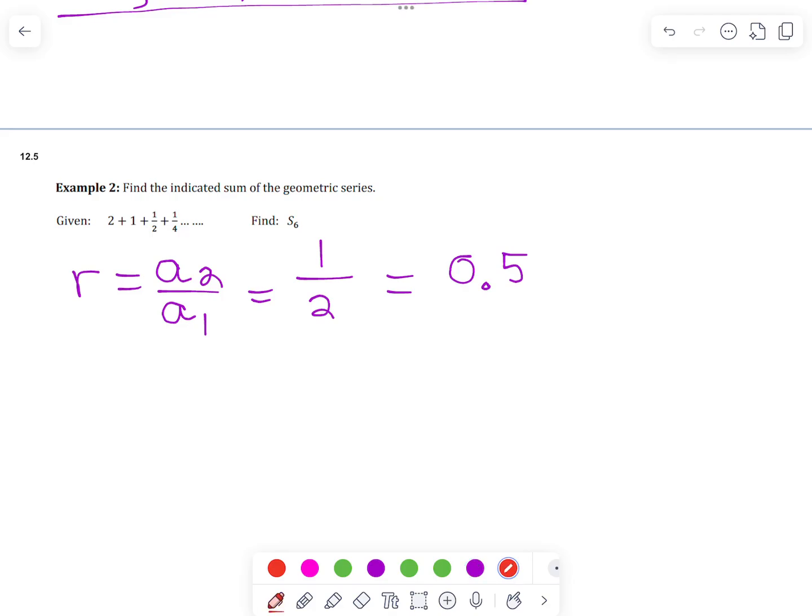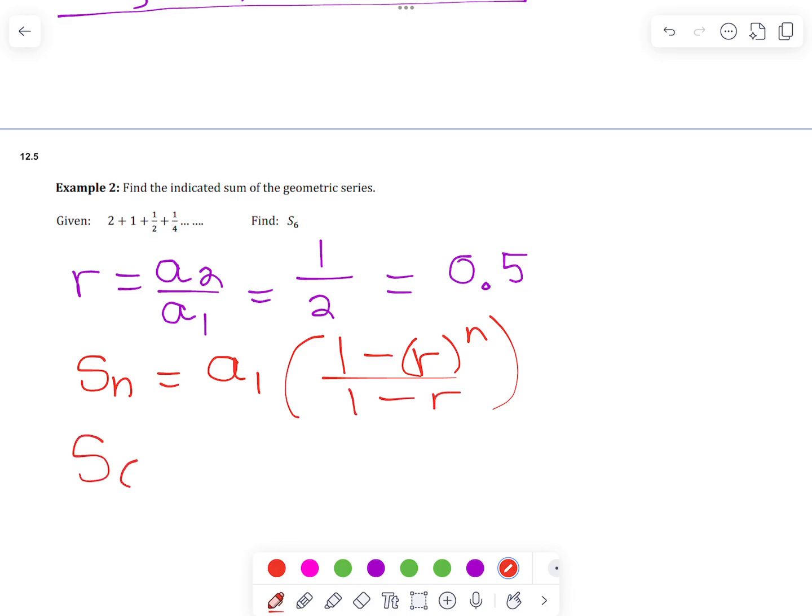Now we're going to use our formula. I like to write the formula down so it helps you to memorize it, even though we don't ask you to memorize it in our course. S sub n equals A sub 1 times the quantity 1 minus r raised to the n, divided by 1 minus r.